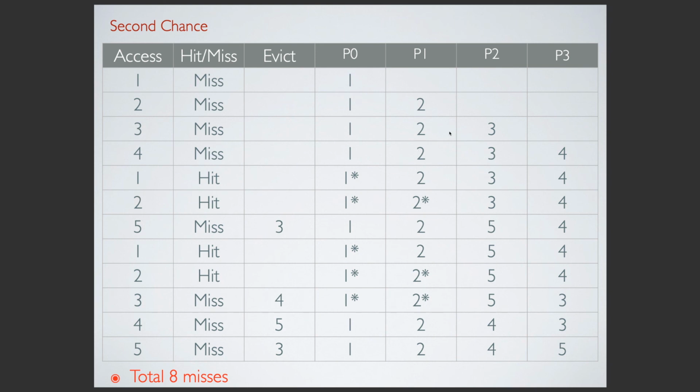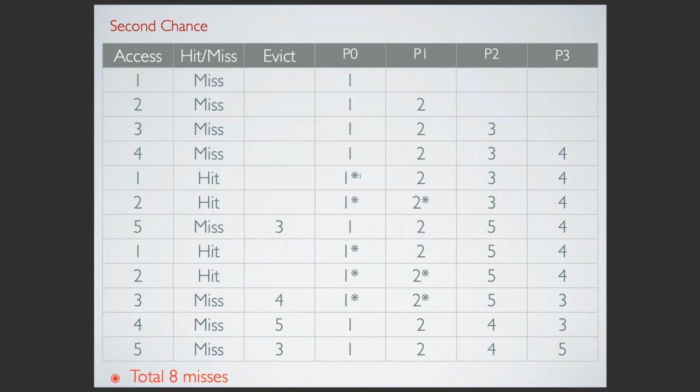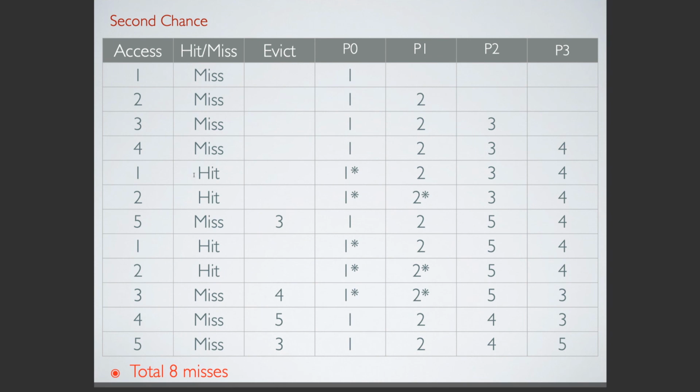Second chance is actually like FIFO, meaning we're going to look at the oldest one, the one that came first. But we are also going to mark the ones that were recently used. So let's see how it works. Beginning, miss, that's normal, that's a cold start. And then 1, there is a hit.